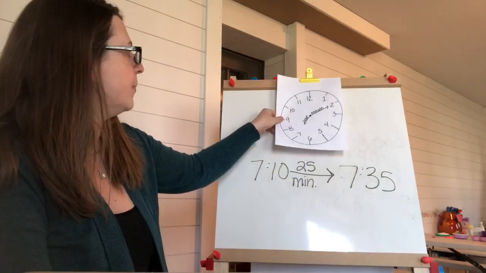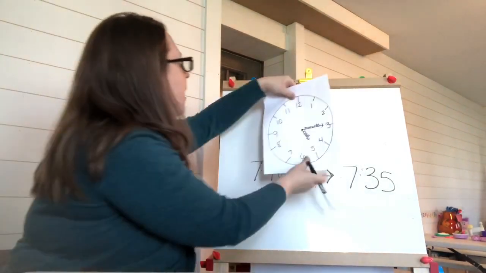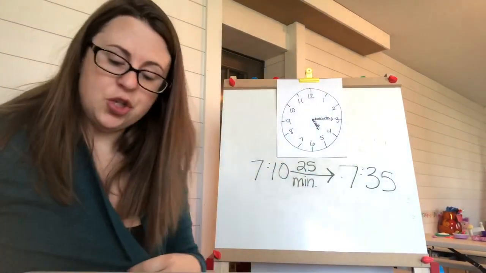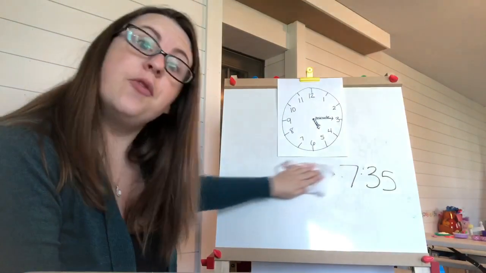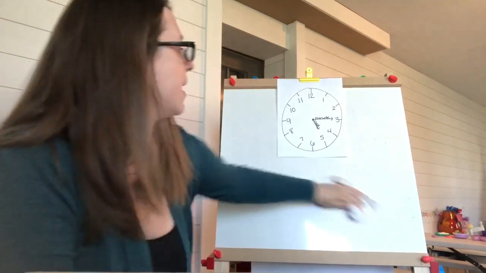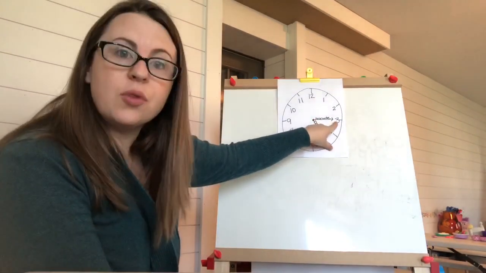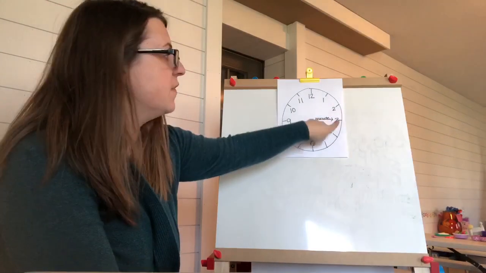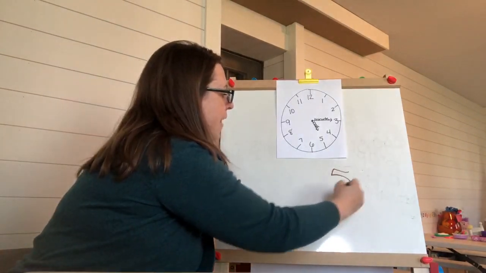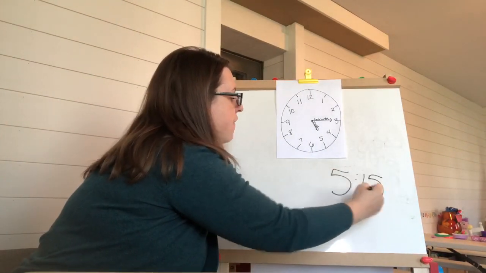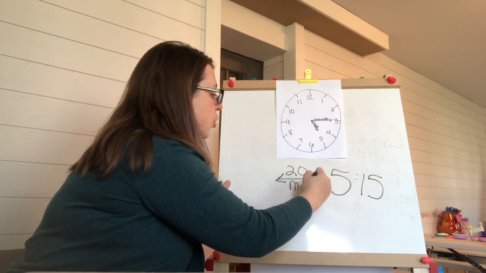I did take an example, not from the workbook page, but if I put this clock up, and let's say I want you to find 20 minutes before this clock. So let's take a look at what time this clock would say. The hour hand is a small hand, it's pointing at the 5, the minute hand is pointing at the 3, and we know that 5, 10, 15. This would be 5:15, and I want to find out 20 minutes before 5:15.